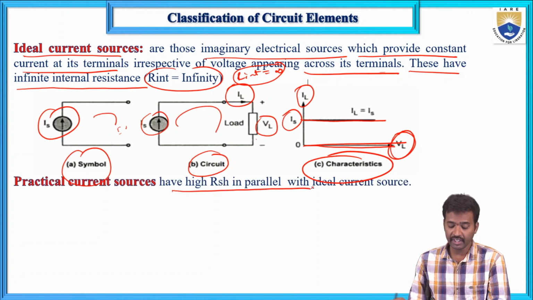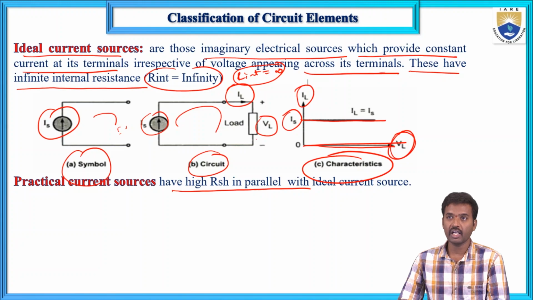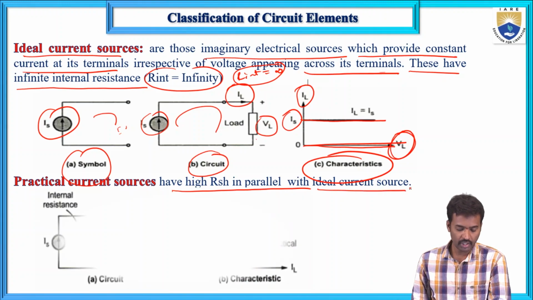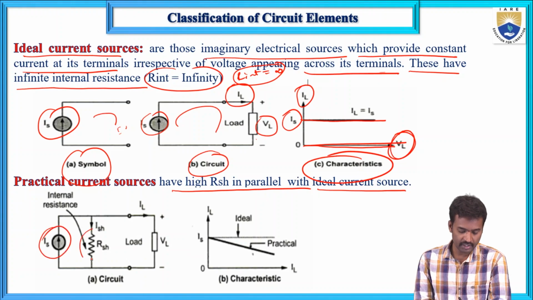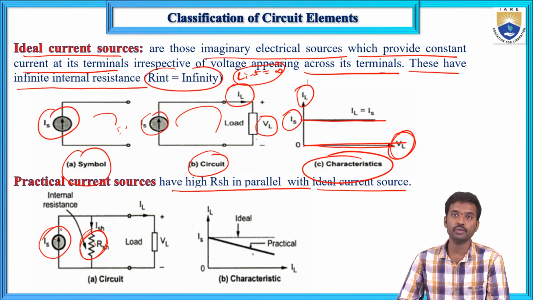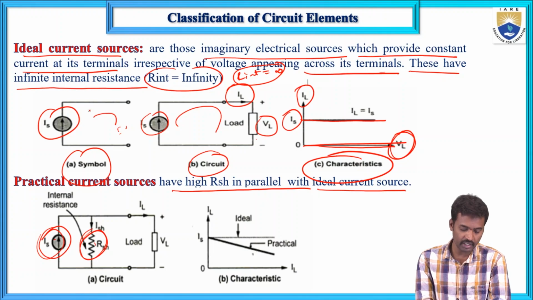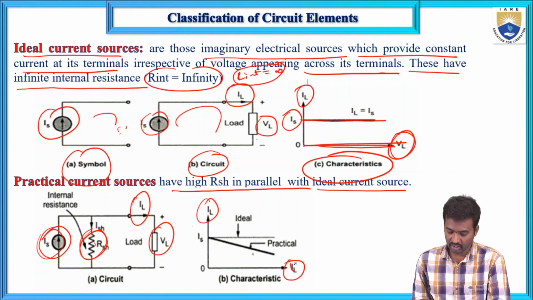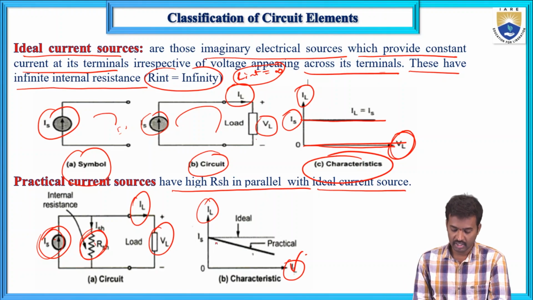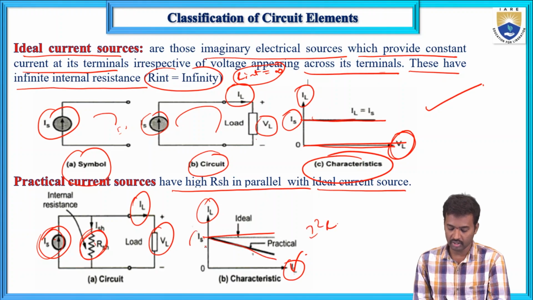Now the practical current source has a high resistance RSH in parallel with the ideal current source. So here this is the ideal current source, and this is the resistance in parallel with it. In the previous case, the ideal voltage source was in series with a resistance, but here a high resistance is in parallel with the ideal current source. Now connect the load and current flows in this. If you draw the graph between IL and VL, this is for the ideal case, which we already discussed, and this is the practical case, this is the I square R drop, this is IS.